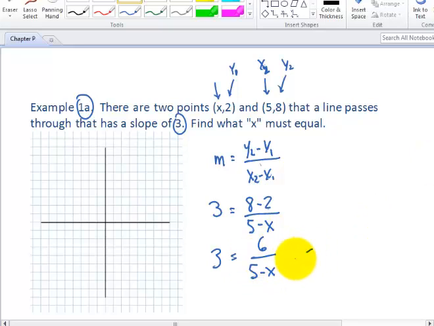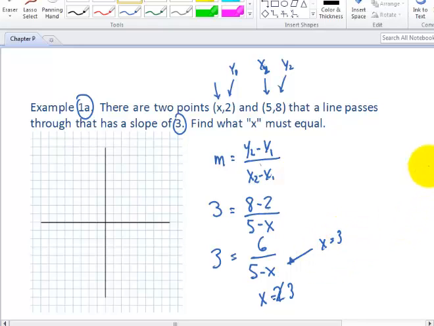You can either guess and check, or you could cross multiply. I'm going to just guess and check. Let me try, if x equals 1, I get a slope of 6 over 4. If x equals 2, I get a slope of 6 over 3. If x equals 3, I get a slope of 6 over 2, and that's what I need. So if x equals 3, I get the right slope value.